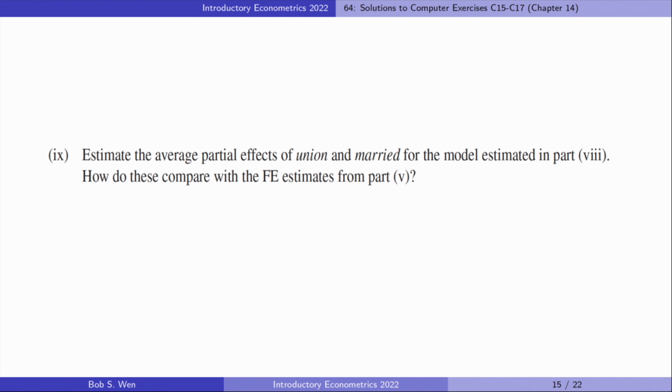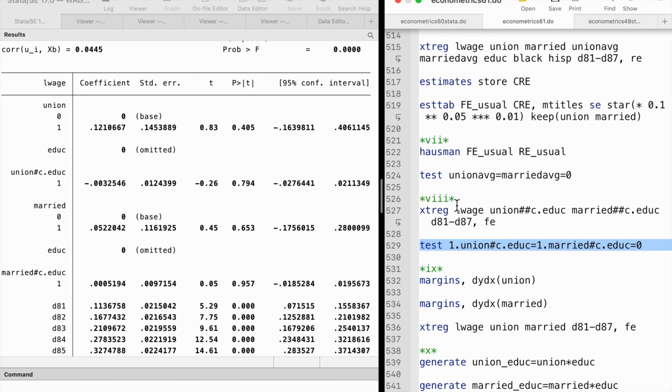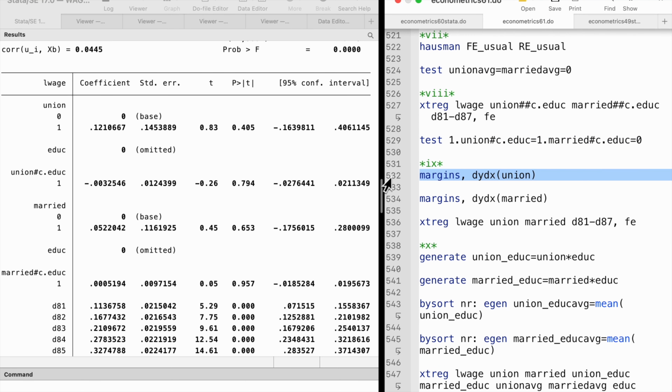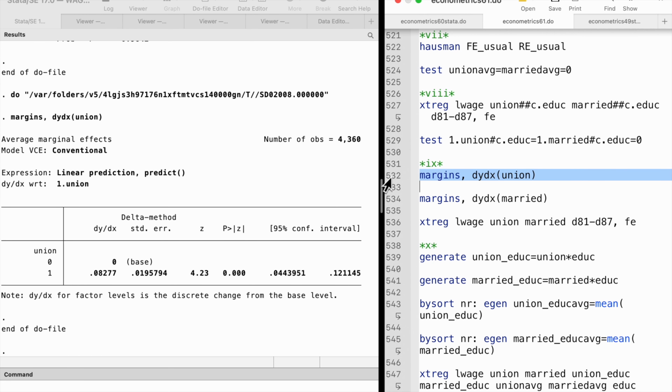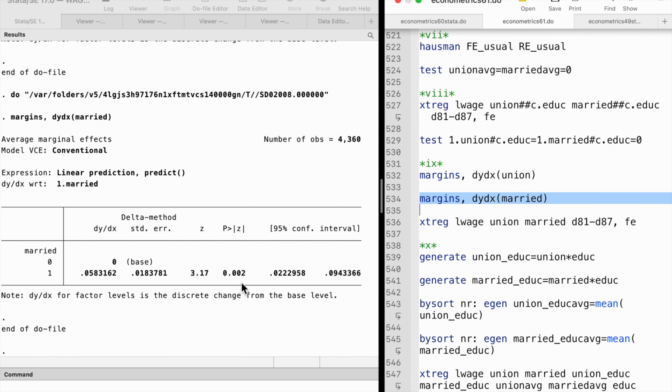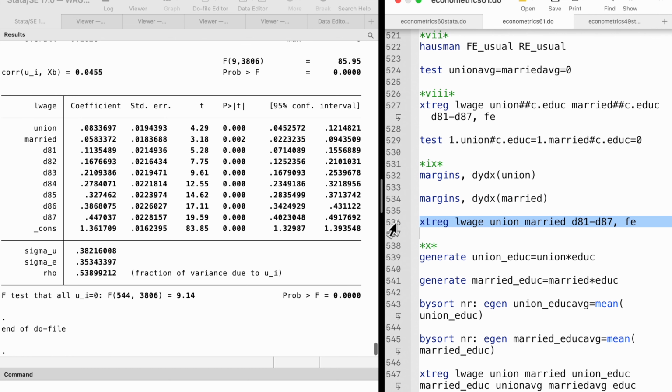In Part 9, we estimate the average partial effects of union and married for the model estimated in Part 8. How do these compare with the fixed effects estimates from Part 5? We use the margins command with the dydx option to obtain the average partial effects of the variables. The results are very close to those without the interactions in Part 5.